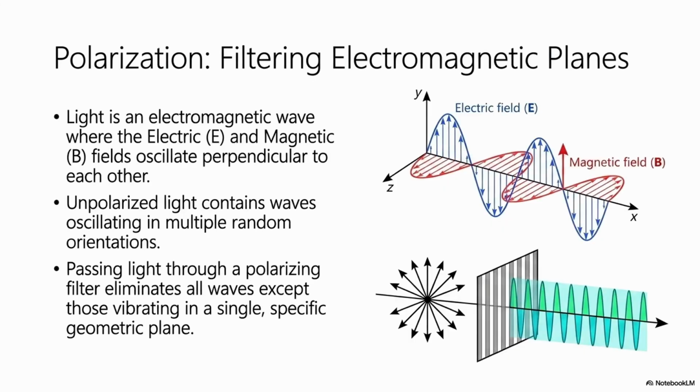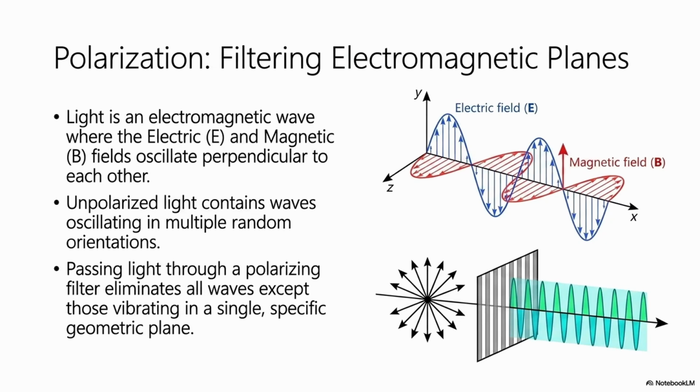Moving to slide 13, we introduce polarization. Right. We know light is an electromagnetic wave. The slide illustrates this in a 3D graph. You have an electric field oscillating up and down, and a magnetic field oscillating side to side, perpendicular to each other. And unpolarized light, like from the sun, is just a chaotic mess of these waves oscillating in dozens of random orientations all at once.